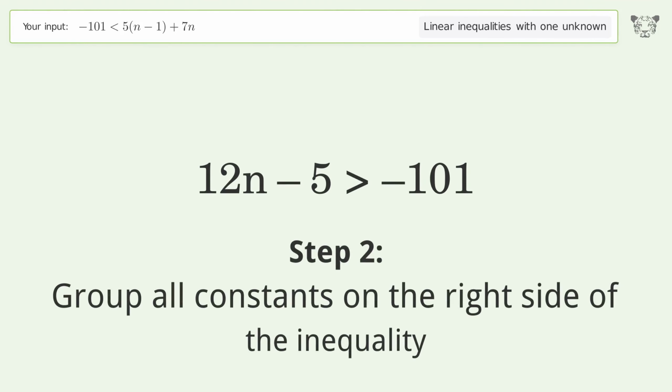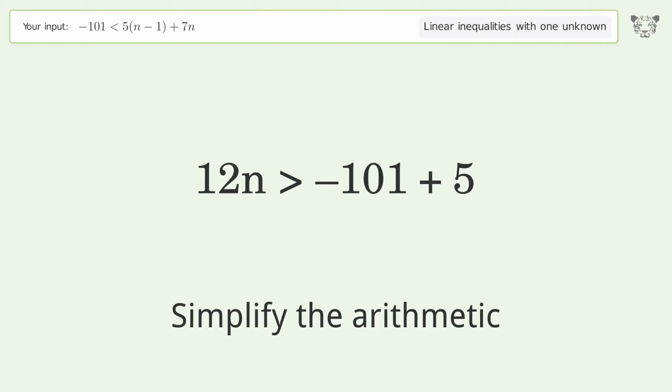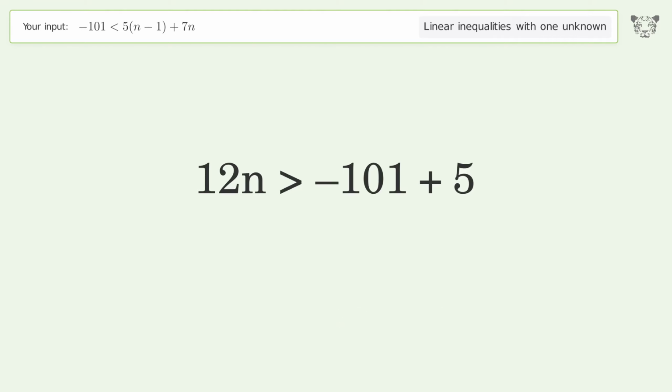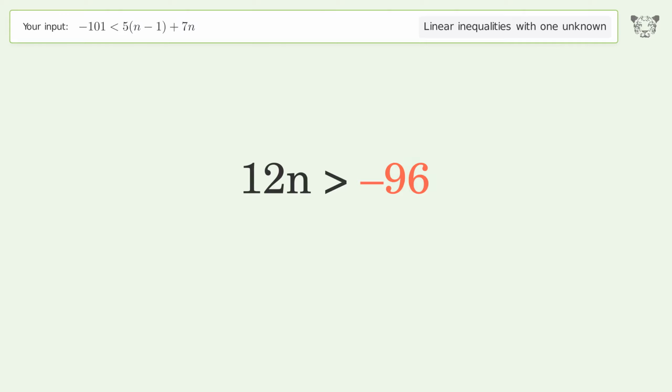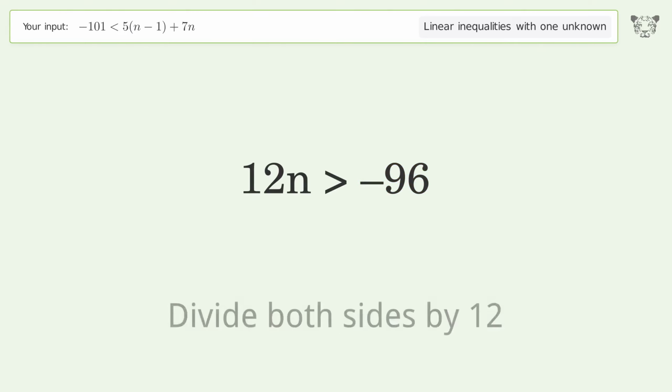Group all constants on the right side of the inequality. Add 5 to both sides. Simplify the arithmetic. Isolate the n. Divide both sides by 12.